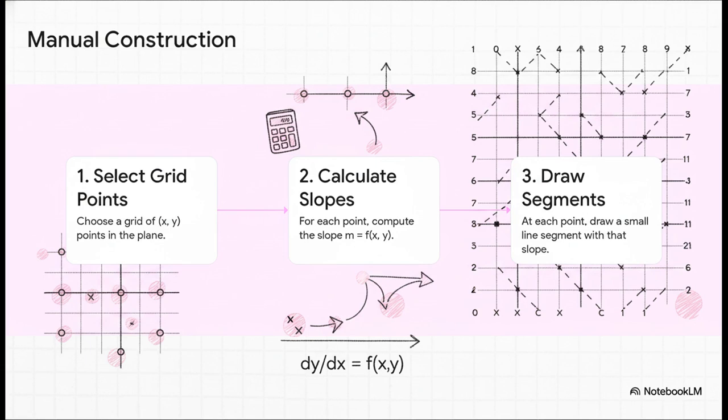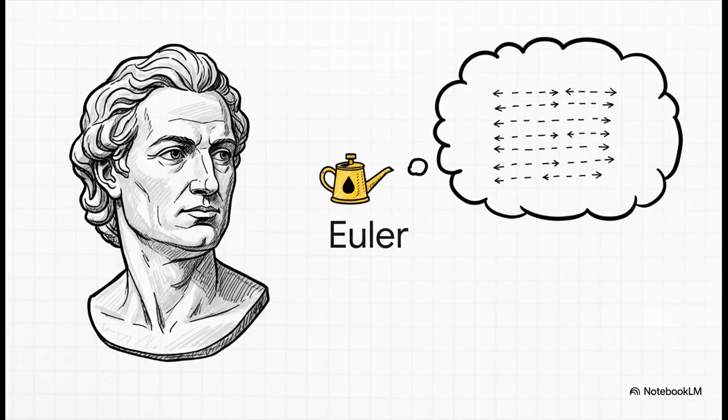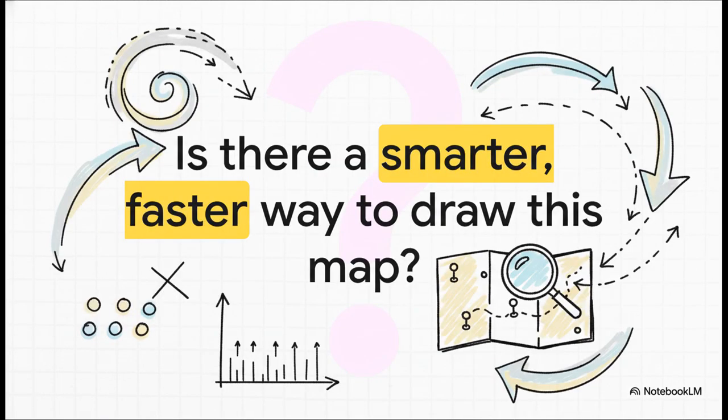You just choose a grid of points. For each point, you plug its coordinates into the equation to calculate the slope. Then, right at that point, you draw a tiny line segment with that exact slope. Do this 100 times or so, and boom, you've made a direction field. And the person we have to thank for this brilliant graphical method is the legendary mathematician Leonhard Euler. And here's a fun fact so you can sound like a pro. It's pronounced Euler, not Euler. You're welcome.